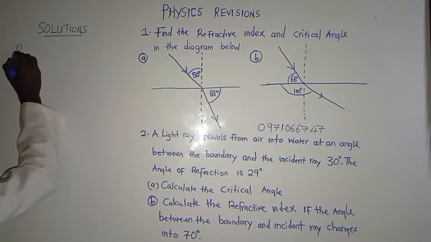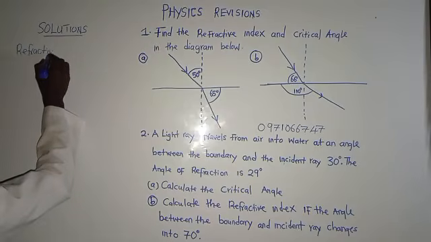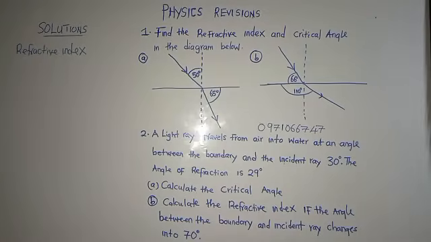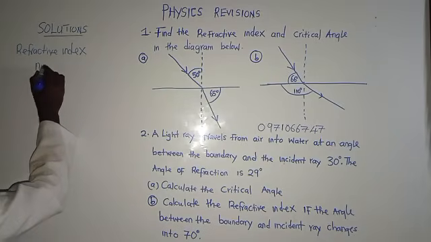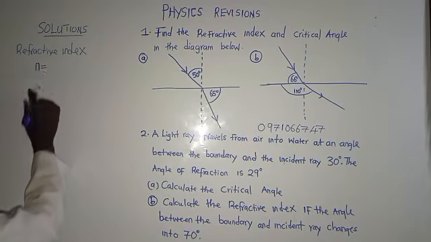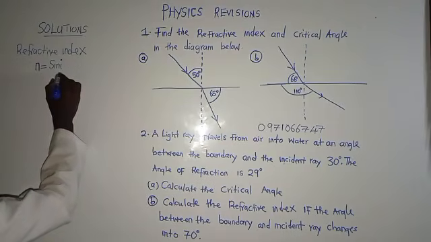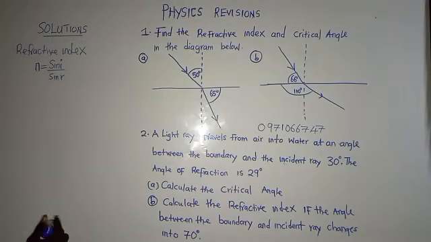Let me start with the refractive index. For you to find the refractive index, there is something that you need to understand. You need to know that the refractive index is given by a formula where n is equal to, refractive index is denoted by n, sine i over sine r. This is the formula that we get to use.